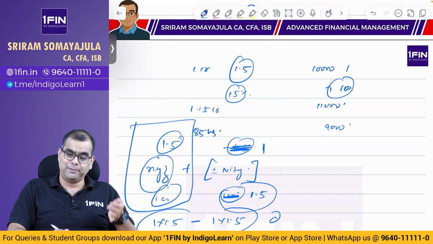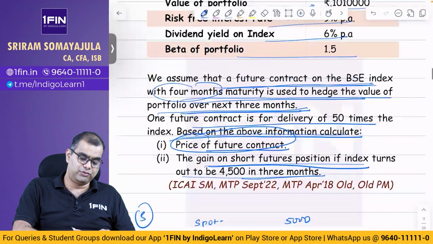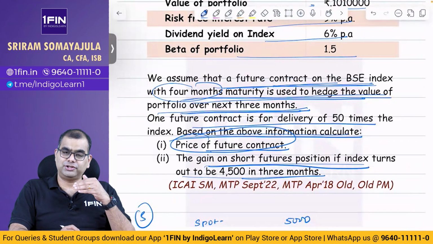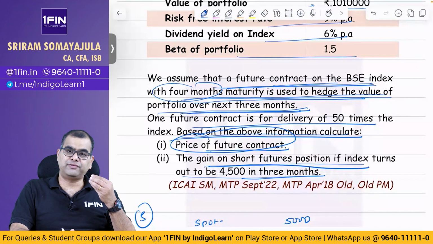This is the logic. Now, in our question, what does the question say? A future contract with 4 months maturity is used to hedge the value of the portfolio over 3 months. So you want to hedge the portfolio for 3 months, and you are basically using a 4 month future.